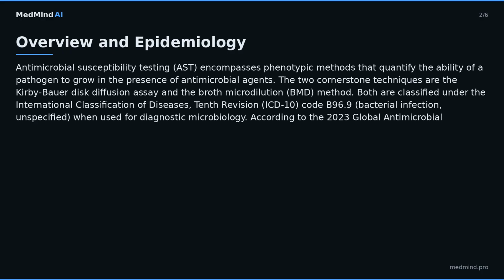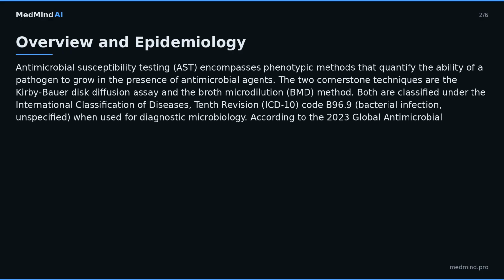Overview and epidemiology. Antimicrobial susceptibility testing, AST, encompasses phenotypic methods that quantify the ability of a pathogen to grow in the presence of antimicrobial agents. The two cornerstone techniques are the Kirby-Bauer disc diffusion assay and the broth microdilution, BMD, method. Both are classified under the International Classification of Diseases, 10th revision, ICD-10, code B96.9, bacterial infection, unspecified, when used for diagnostic microbiology.